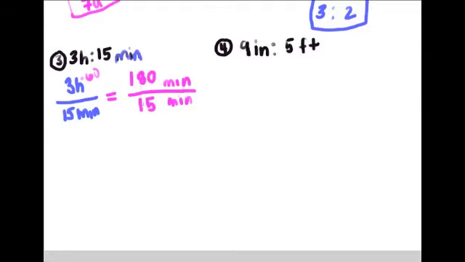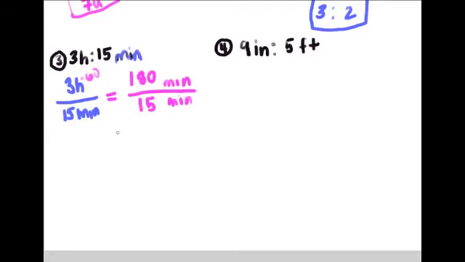The bottom was already 15 minutes, so I didn't have to make any changes, but the top was in hours. How many minutes are in an hour? 60, so I did 60 minutes times the number that was given on the top, which was 3. 3 times 60 is 180. Now that I have both of my units of measurements matching up, all I have to do is just simplify, okay? So how many times does 15 go into 180?